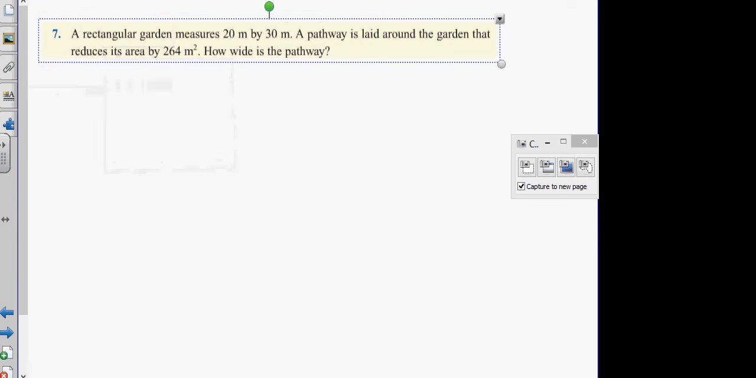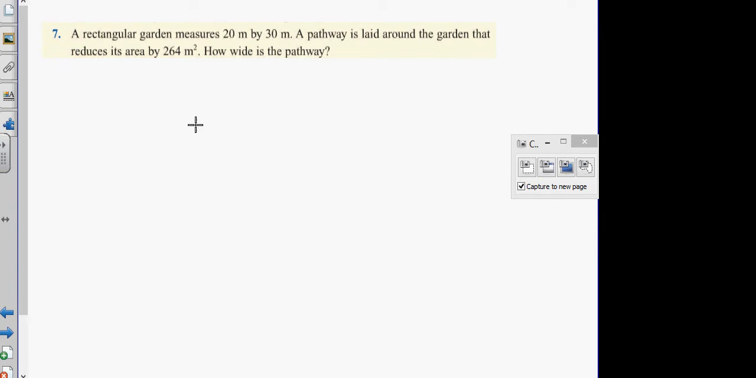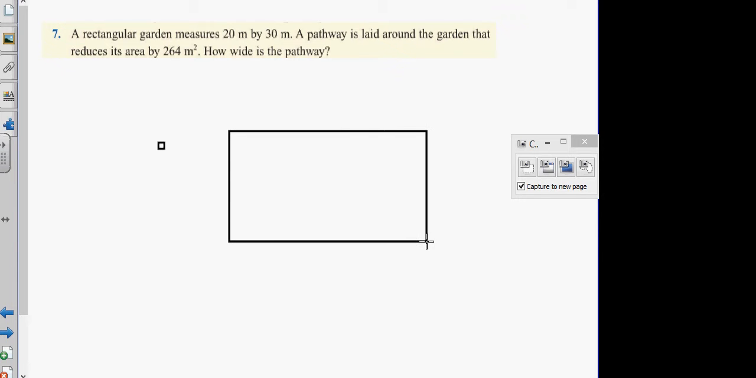Okay, question 7 on exercise. What exercise is this? Exercise 2.2, okay? A rectangular garden measures 20 by 30 meters. A pathway is laid around the garden such that it reduces the garden's area by 264 meters squared, okay?